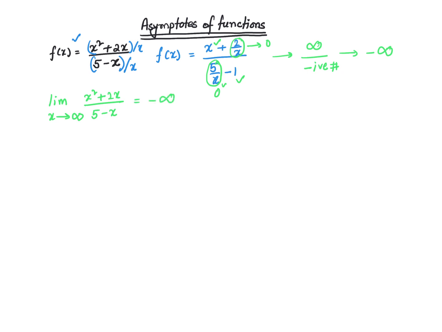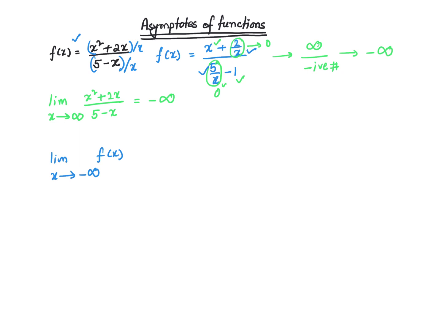Now let's look at the negative infinity direction. What happens to the limit as x approaches negative infinity of f of x? Let's go back and look at the function again. Negative infinity means this is going to go to 0, and this is also going to go to 0. 5 over x and 2 over x, regardless, are going to go to 0.